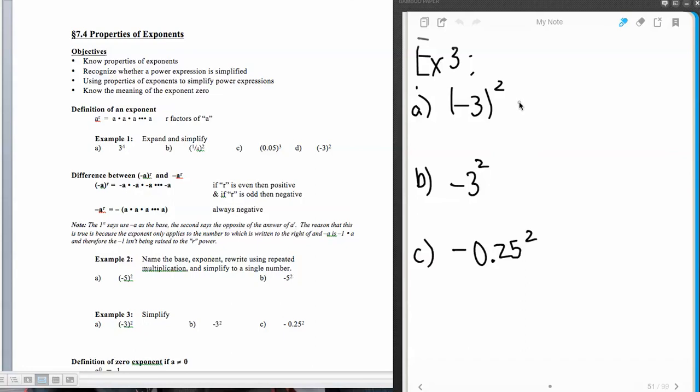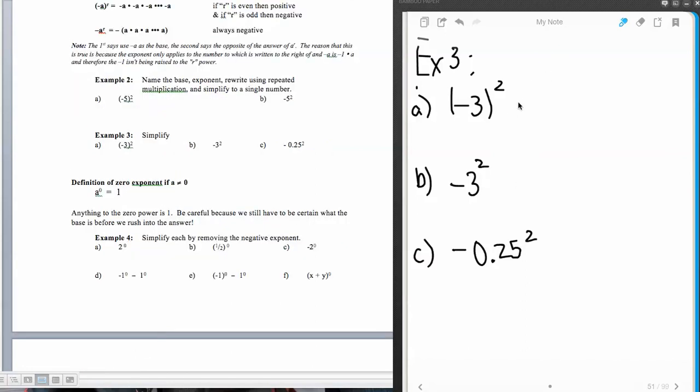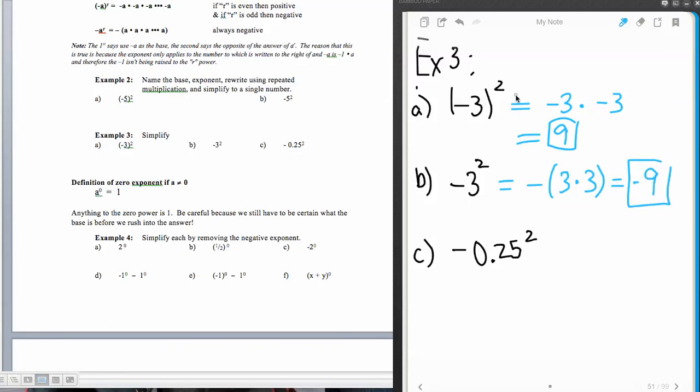Why don't you go ahead and pause it and see if you can get the right answers on these 3 examples. Okay, let's see if you did it or not. We have a -3 quantity squared. So this says a -3 times a -3. A negative times a negative is a positive, and 3 times 3 is 9. This one says the opposite of 3 squared, the opposite of 3 times 3, and that is -9. See the difference? -3 squared versus the opposite of 3 squared.